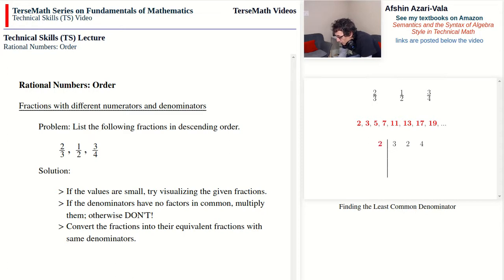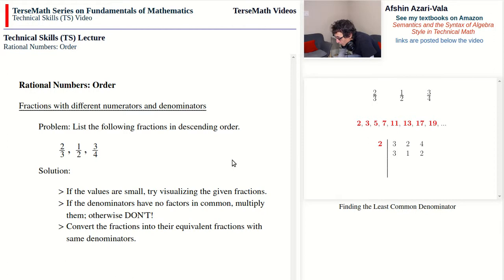And then any of the numbers 3, 2, 4 that are divisible by 2, we divide them by 2. Otherwise, we just leave them alone. So 3 is not divisible by 2, and therefore we don't touch 3. We just write it down. 2 is divisible by 2, and 2 divided by 2 is 1, so we write down 1. And 4 is divisible by 2. In fact, 4 divided by 2 is 2, and we write down 2. So any of the numbers that were divisible by 2, we divided them by 2 and wrote the results down.